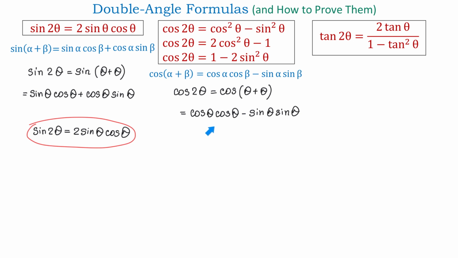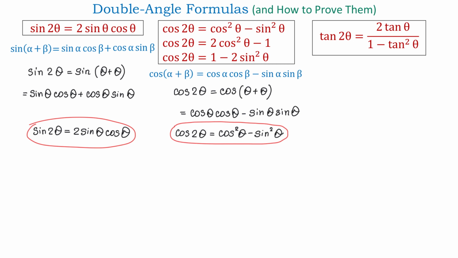Then cosine of theta times cosine of theta is cosine squared of theta, and sine of theta times sine of theta is sine squared of theta. Then we can write that cosine of 2 theta equals cosine squared of theta minus sine squared of theta. And this is the first double angle formula for cosine. Now, let's talk about the other two forms. The first one is cosine of 2 theta equals 2 cosine squared of theta minus 1, and the second one is cosine of 2 theta equals 1 minus 2 sine squared of theta.